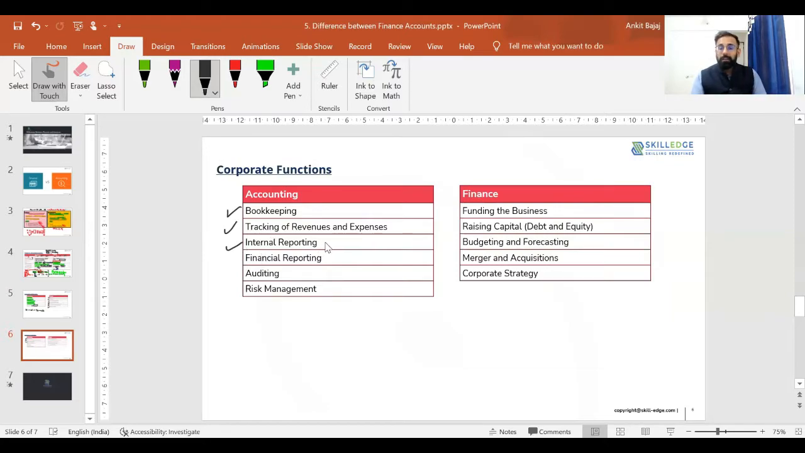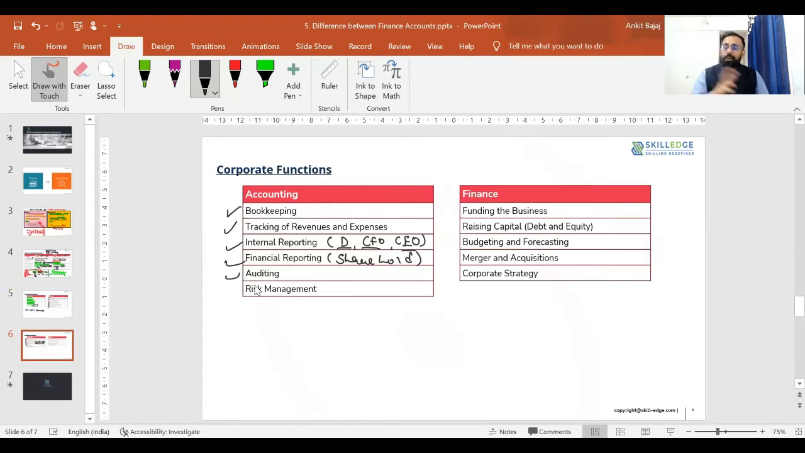Internal reporting: you will be showing your financial statements to directors, CFO, CEO before presenting them in front of shareholders. So you have to present these financial statements to internal managers. Then financial reporting. Financial reporting means when you are presenting these financial statements to shareholders.